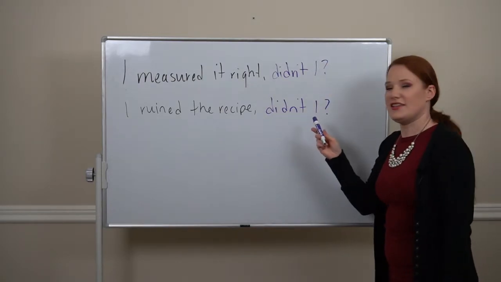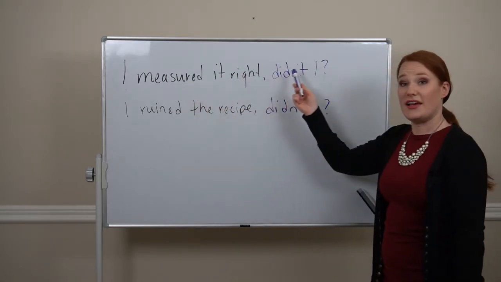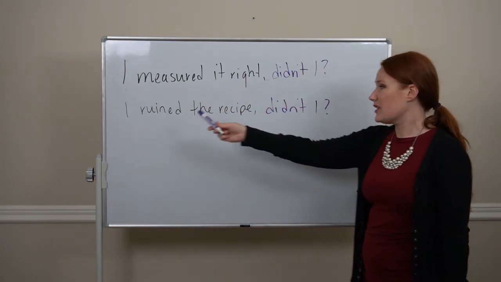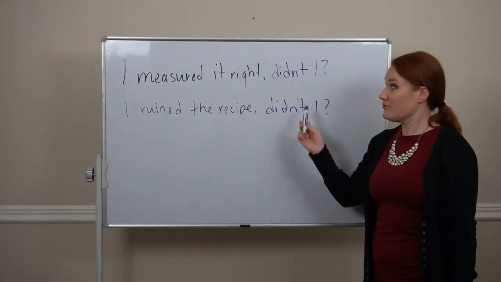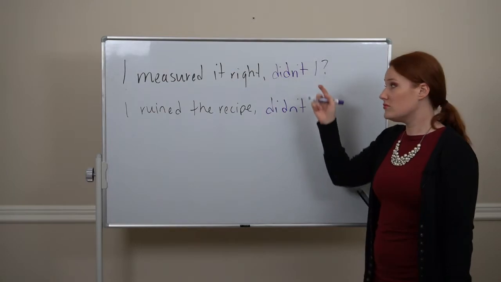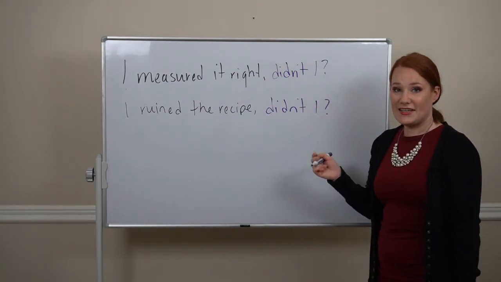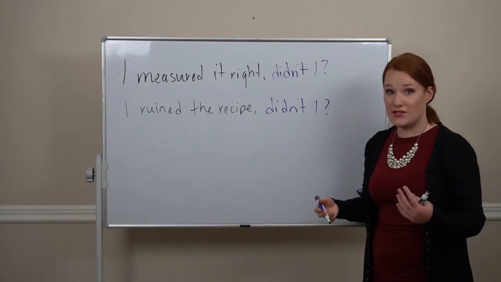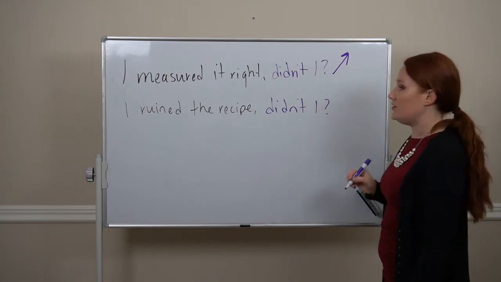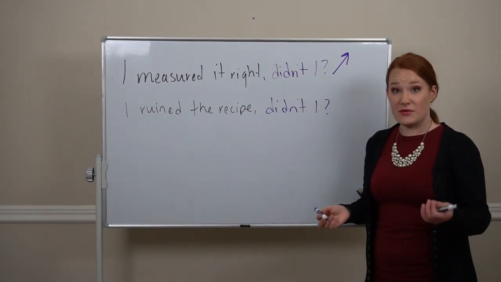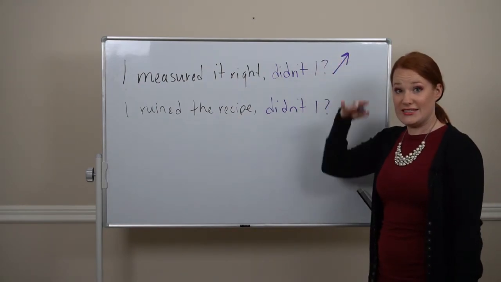So same question tags, but listen carefully. I measured it right, didn't I? I ruined the recipe, didn't I? When we're asking a question, we actually want to know the answer. We're going to go up in tone at the end, like we're asking a closed question. Didn't I?